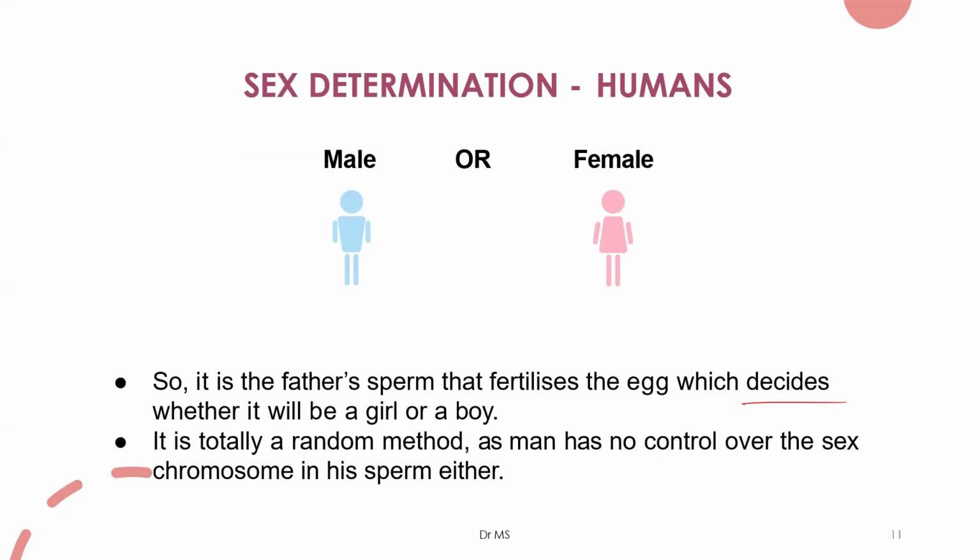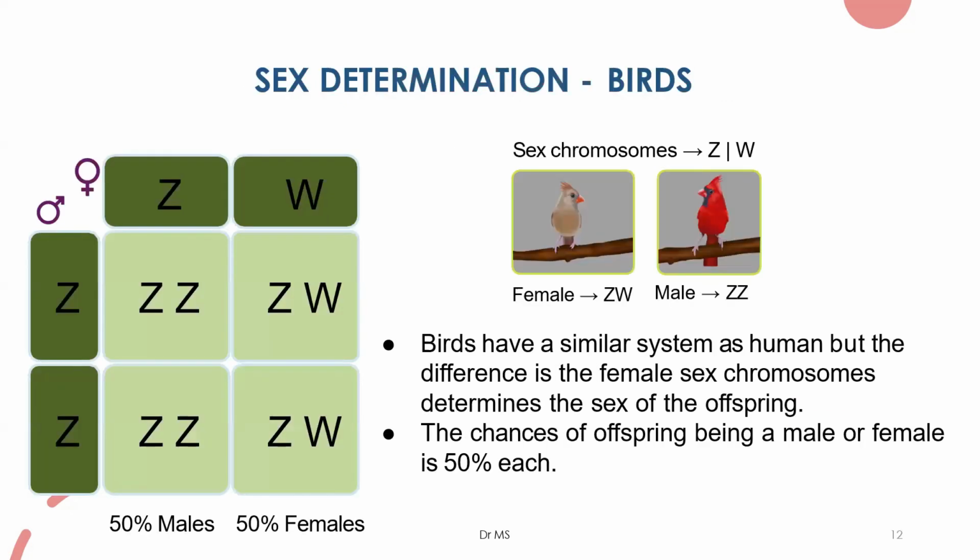Remember, guys, this is very important. Sex determination in humans you know, but sex determination in birds is not X and Y, it is Z and W. If it is Z and Z, it's a male. If it is Z and W, it's the female. Actually, we humans have X and Y. The females have X and X. The males have X and Y.